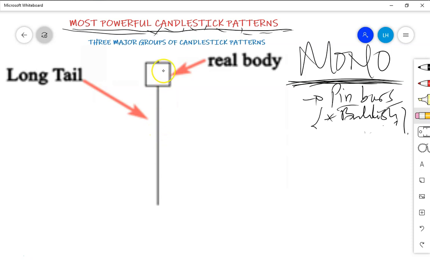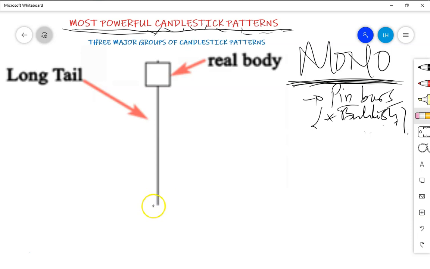Mainly, once you describe the psychology of this, you will find that this candle opened here. It opened in this area. After opening, it may push up a little bit or anything else. I think I described those movements in a previous session. But after opening, in general, sellers came in. They pushed the price lower, down to this area.